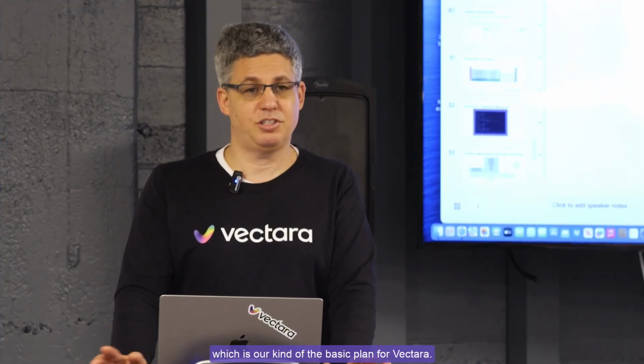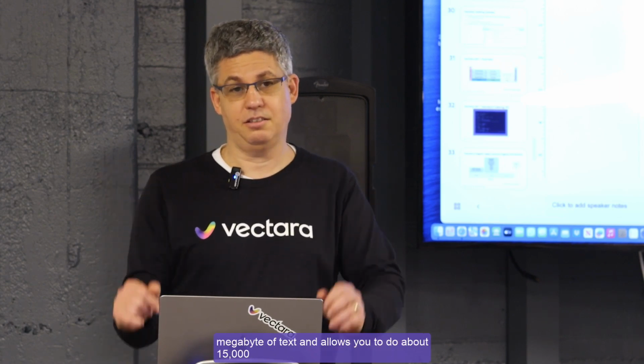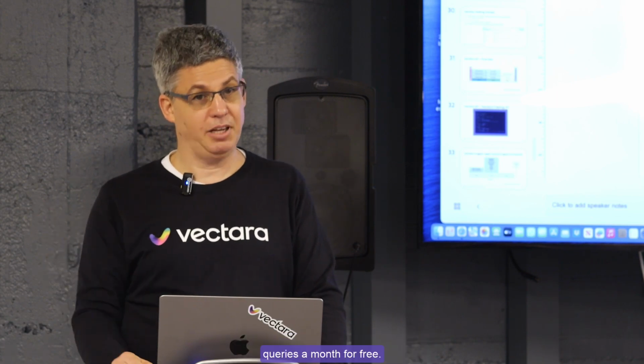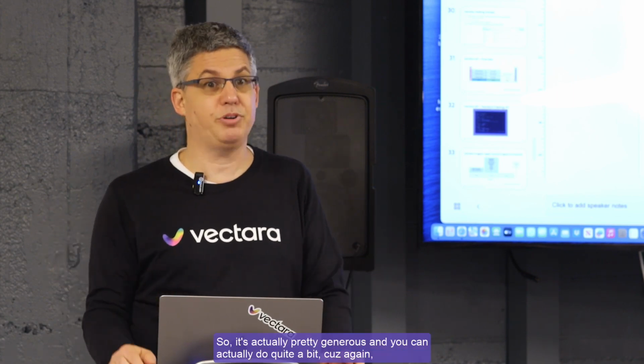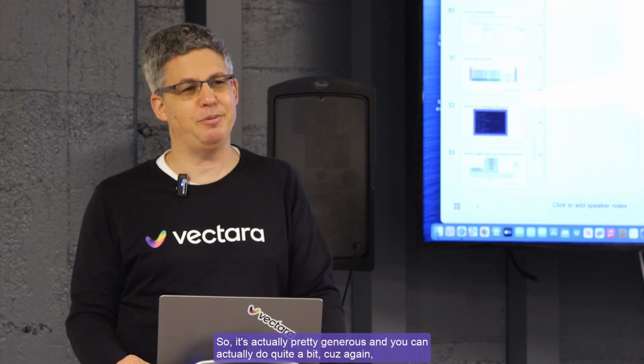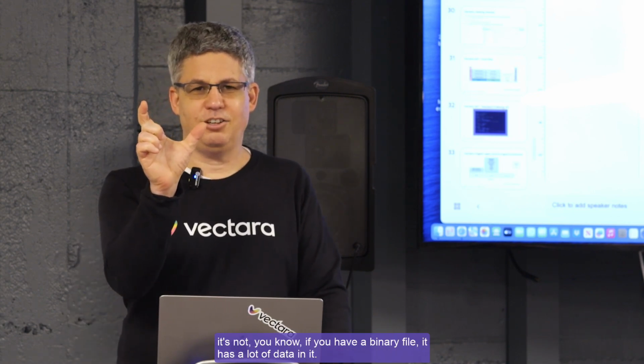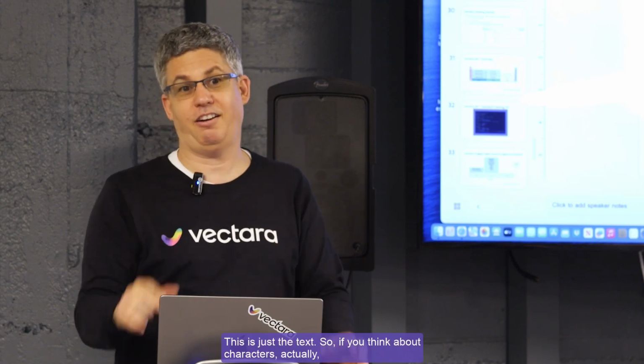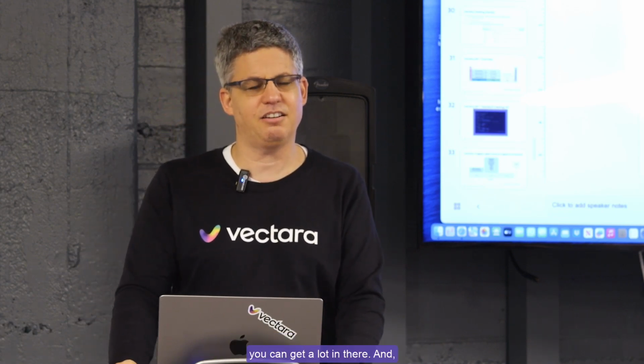So in terms of size, we have the growth plan, which is the basic plan for Vectara. And that has a free tier that I think is up to about 50 megabytes of text and allows you to do about 15,000 queries a month for free. So it's actually pretty generous. You can do quite a bit because if you have a binary file that has a lot of data in it, this is just the text. So if you think about characters, you can get a lot in there.